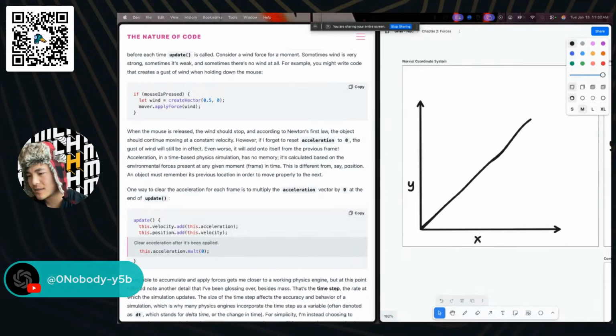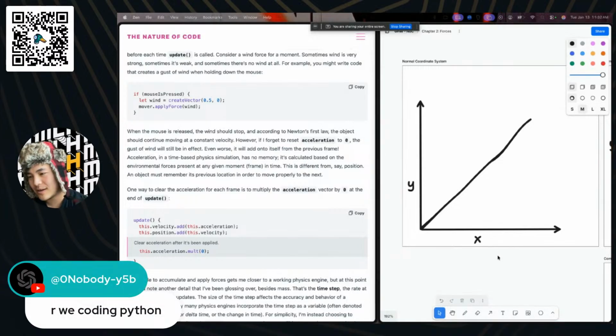Oh, I see a question. Are we coding in Python? No, actually, we're going to be programming in JavaScript. We're going to be going off of the Nature of Code textbook. You have all of the links available to you looking at the Discord announcements and the MLH GHW announcements.